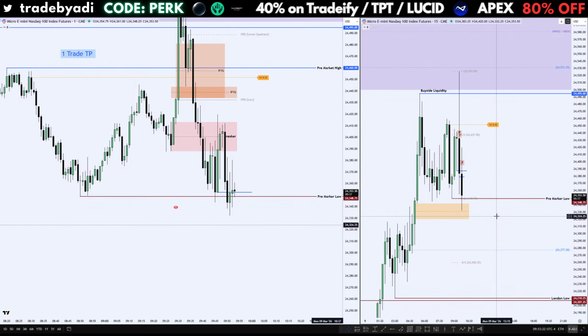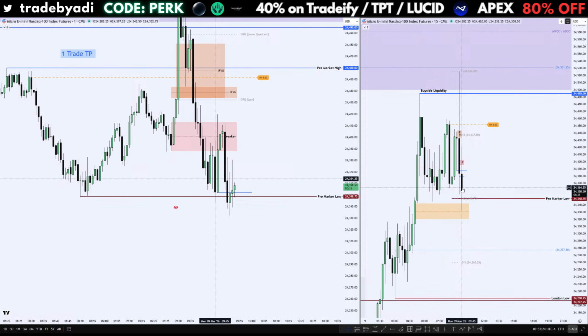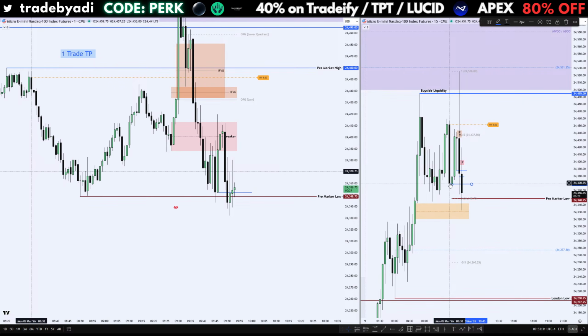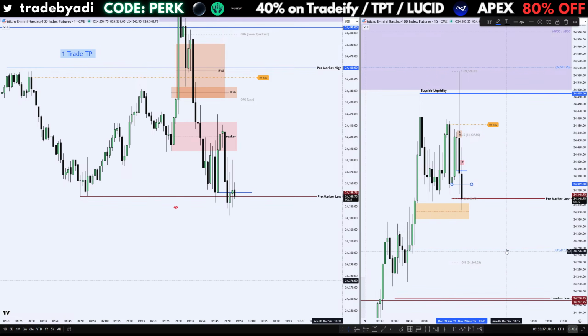Let me check the 15 minute also. If we close the body also, we are going to have a change in state of delivery over here. This one, because this is the high, this is the low before taking the buy side liquidity. That's why this change in state of delivery is the most important one.